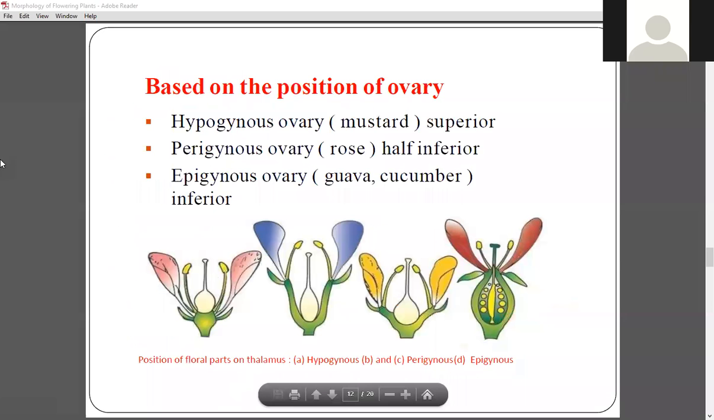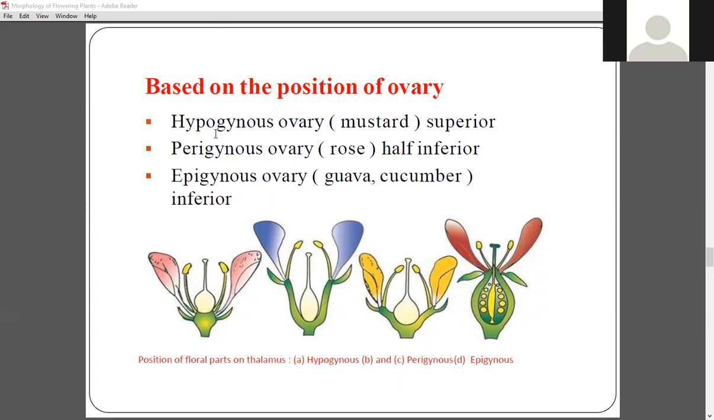Next is the position of the floral parts on the thalamus, right? Now, how will the positions of the different types of ovaries be? Based upon the position of the ovary, all the floral parts are arranged, right? The main thing in setting the position of the floral parts, that is, all the parts of the flower, is the position of the ovary. So the first main thing to keep in mind is the position of the ovary.